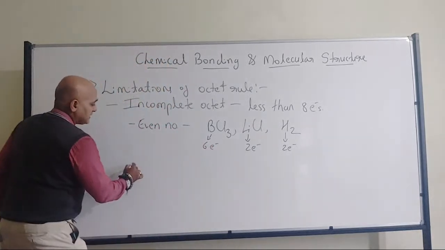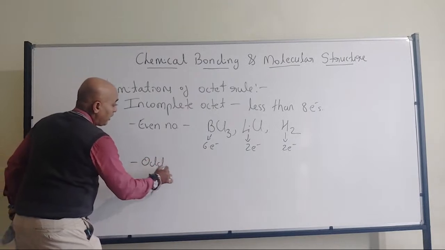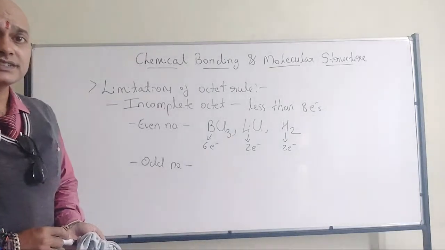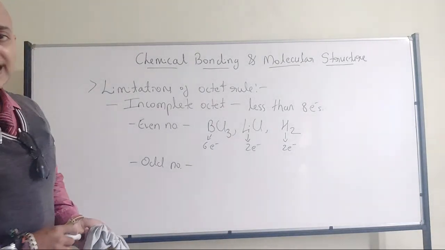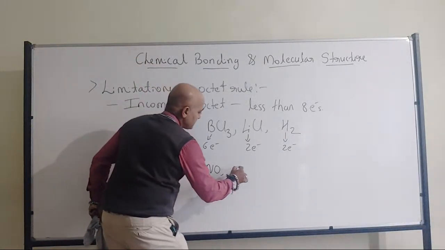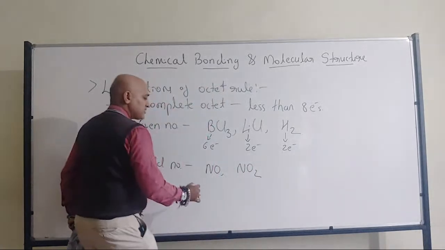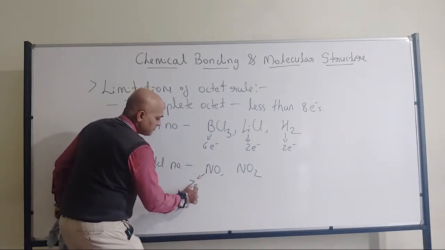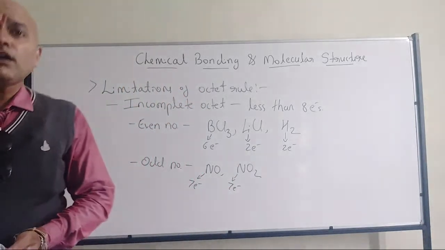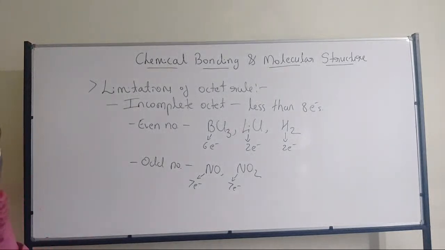So even number. Then we have discussed about odd number, incomplete octet only, less than 8 electrons only, but odd number. That is nitric oxide, nitrogen dioxide, some of the examples where nitrogen will have 7 electrons. No doubt the oxygens will have 8 electrons, but nitrogen has 7 electrons. Example for incomplete octet, even number, odd number.